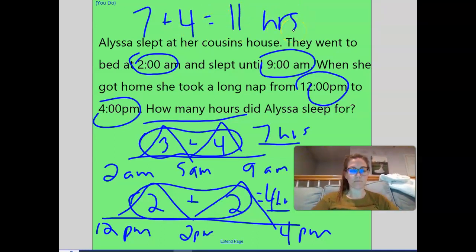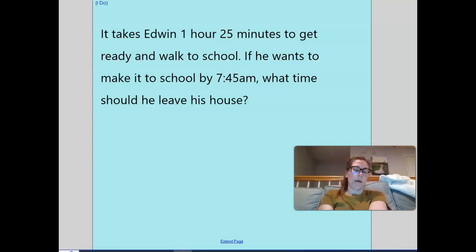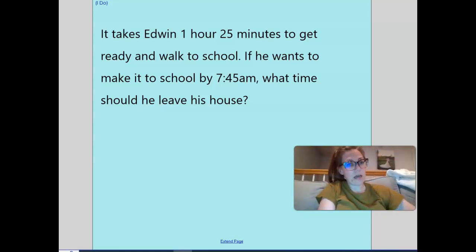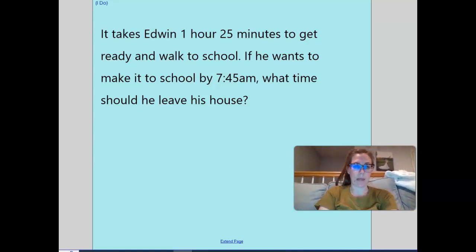Okay, awesome. All right, let's do a quick little review of having an end time and working our way backwards, and then you're going to do one together, a slide of practice on your own, and then off to partner up for some time games. It takes Edwin 1 hour, 25 minutes to get ready and walk to school.